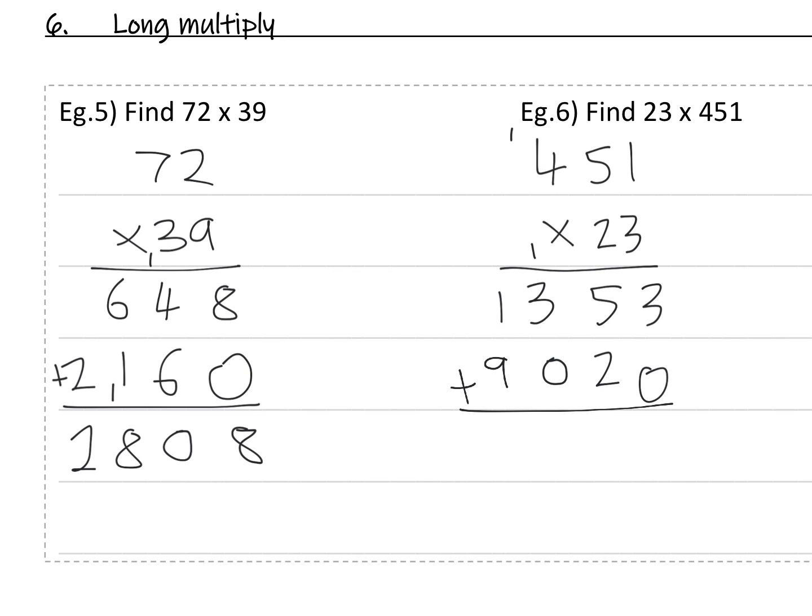Add the two results. 3 plus 0 is 3. 5 plus 2 is 7. 3 plus 0 is 3. And 9 plus 1 is 10. So we get 10,373.